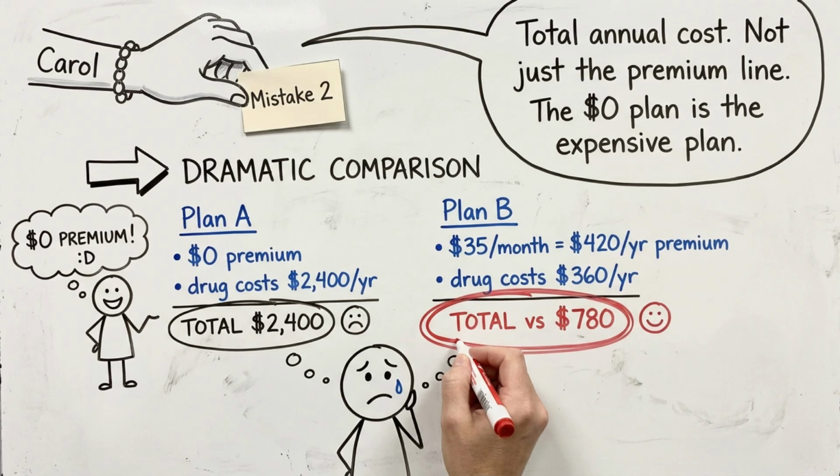Mistake 2. Choosing based on monthly premium alone. The most common mistake in plan selection. A plan with a $0 premium may cost $1,500 more per year in drug copays than a plan with a $35 monthly premium that covers your medications efficiently. The total annual cost, premium times 12 plus drug copays, is the only relevant comparison number. Frank's current plan has a $0 premium. His drug costs make it one of the most expensive options available.